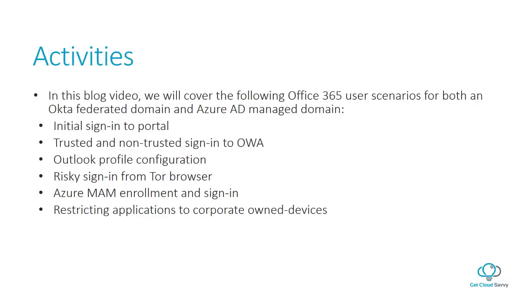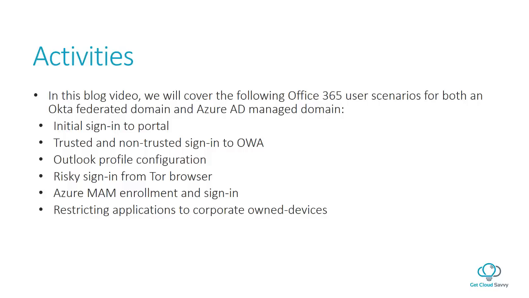So what we want to do is look at several different activities. These are end user activities, so this is from an end user perspective. We're going to look at all of these activities from the perspective of a user logging in via an Okta federated domain and an Azure AD managed domain. So we're going to look at things like the initial sign in to the portal. What does that process look like for both?